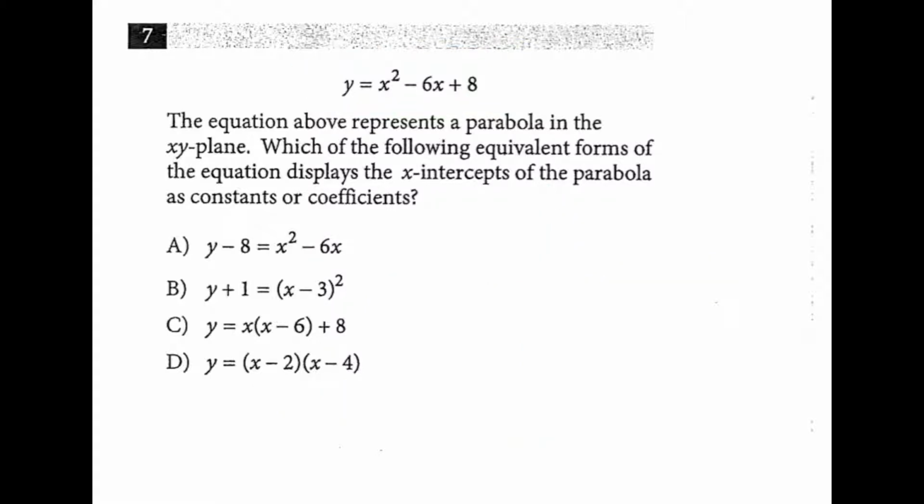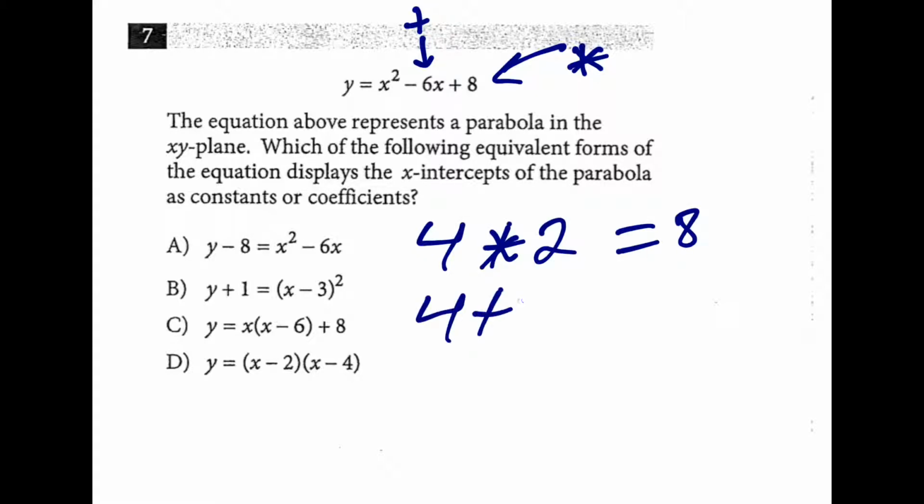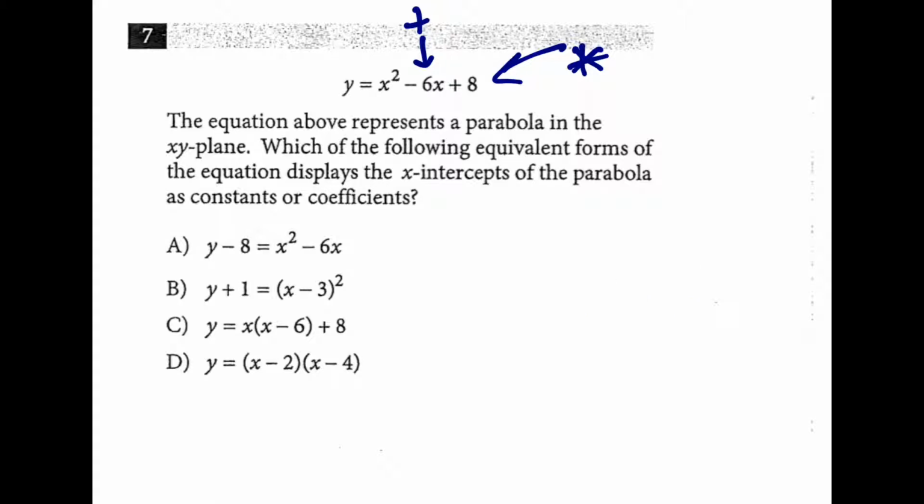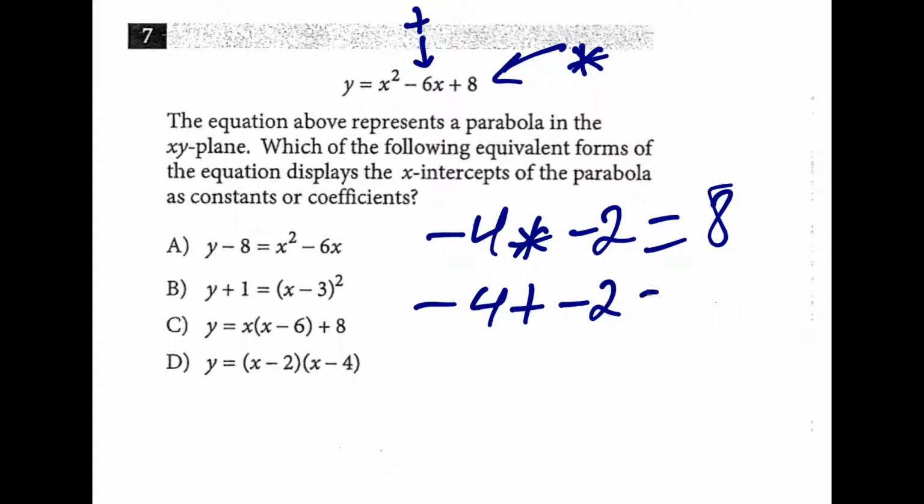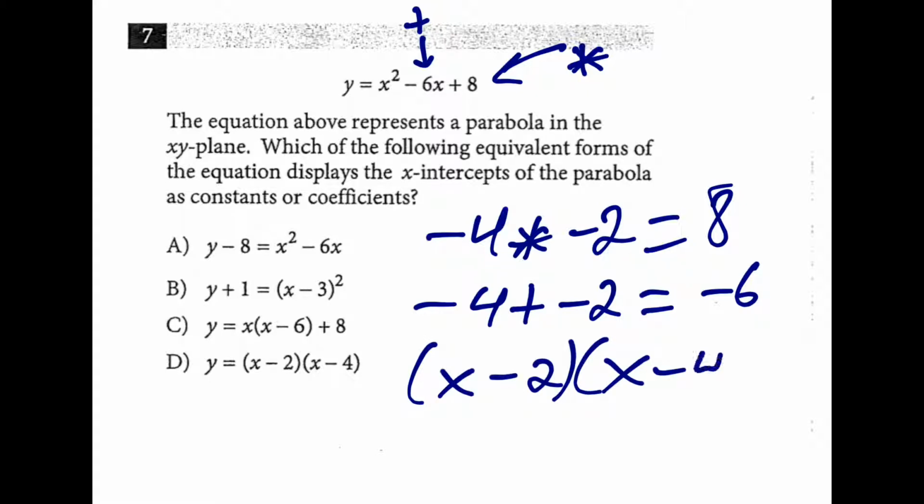If you wanted to solve it by factoring, you would ask yourself what two numbers multiply to give us 8 and add together to give us -6. So if I tried a few numbers, 4 times 2 gives me 8, but 4 plus 2 does not give me -6. Those don't work. So what if instead I chose -4 and -2? -4 times -2 does give me +8, and -4 plus -2 does give me -6. Those are the numbers. So I can rewrite it like this, which will also give me choice D.